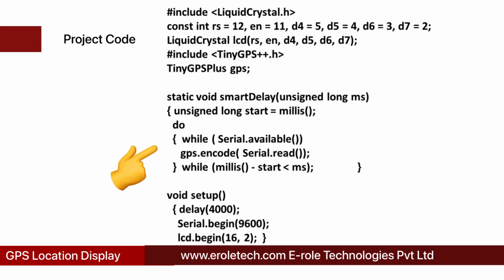Encode data read from GPS while data is available on serial port. Encode basically is used to pass the string received by the GPS and to store it in a buffer so that information can be extracted from it. Void setup is a function in which we have initialized the LCD and serial communication. 9600 is the speed of data communication. Data will transmit between GPS module and Arduino with the speed of 9600 bits per second. lcd.begin(16,2) means we are using 16 characters and 2 lines of the LCD display.